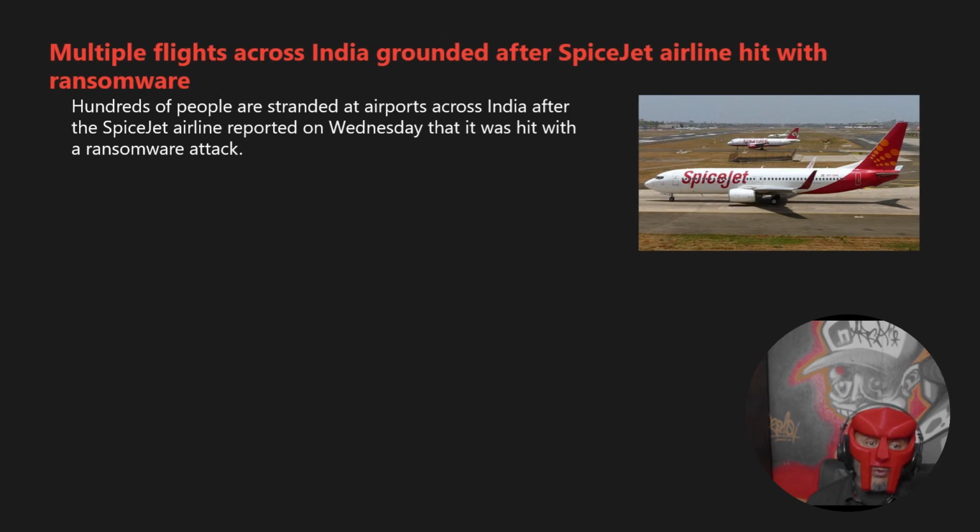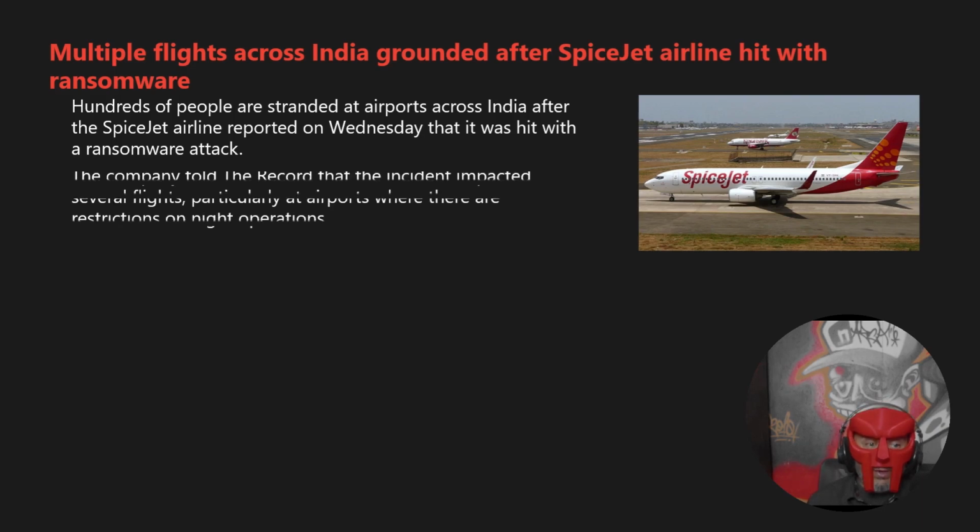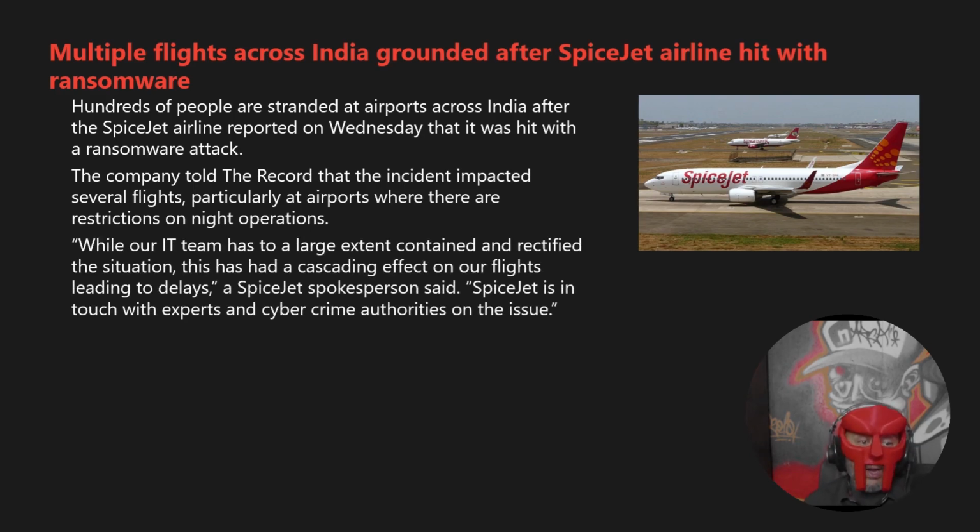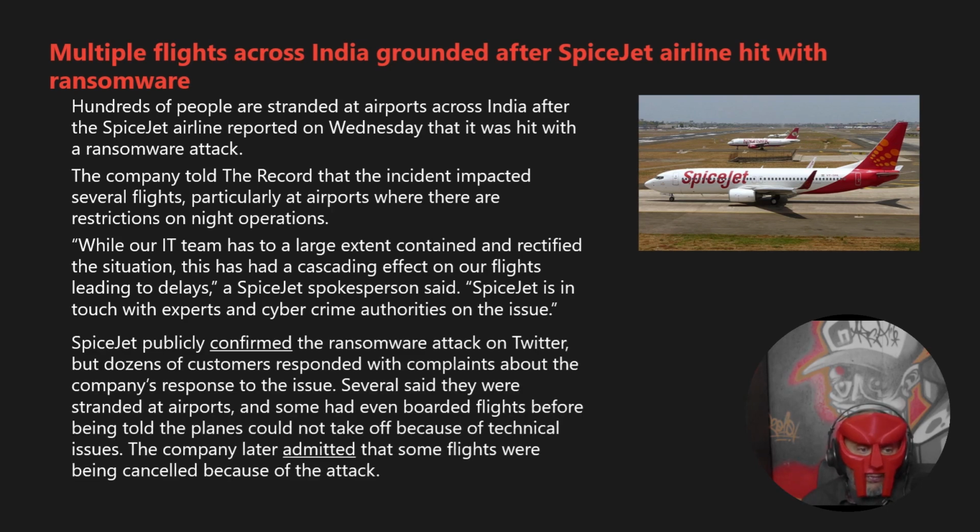Hundreds of people are stranded at airports across India after the SpiceJet airline reported on Wednesday that it was hit with a ransomware attack. The company told the Record that the incidents impacted several flights, particularly at airports where there are restrictions on night operations. "While our IT team has, to a large extent, contained and rectified the situation, this has had a cascading effect on our flights, leading to delays," a SpiceJet spokesperson said. SpiceJet is in touch with experts and cybercriminal authorities on the issue.